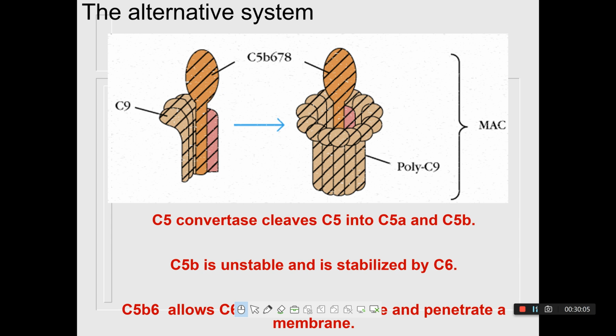What happens in the alternative system? When C3 convertase is activated, it activates the C5 convertase. The C5 convertase activates C5, and we already know that C5 is split into C5a and C5b, and C5b is unstable and is stabilized by C6. When C6 is activated, it allows C7, then 8, and when C9 is activated, they form a poly C9. When poly C9 is formed, it acts like a membrane attack complex. In that, they phagocytose the foreign particles and destroy them from the body. Clear?